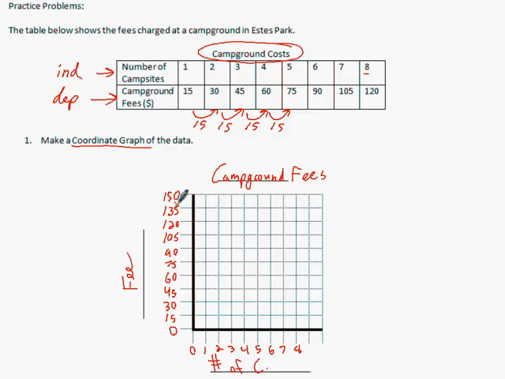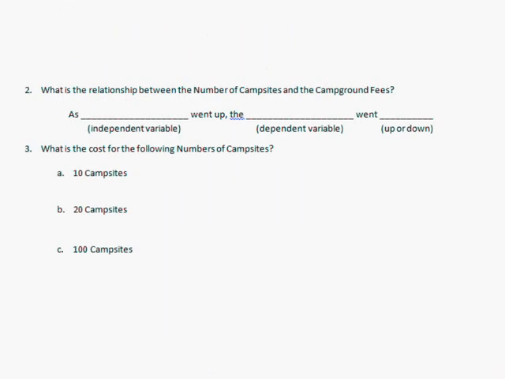This makes it easy to graph, because at 0 campsites we have 0. At 1 campsite we have $15. 2 campsites is $30. Now notice I'm just in the corners the entire way up. When you count by a good scale, you make it really easy to graph. Connect the dots, and there we go. There's our coordinate graph for this problem. Now let's answer some questions about it.